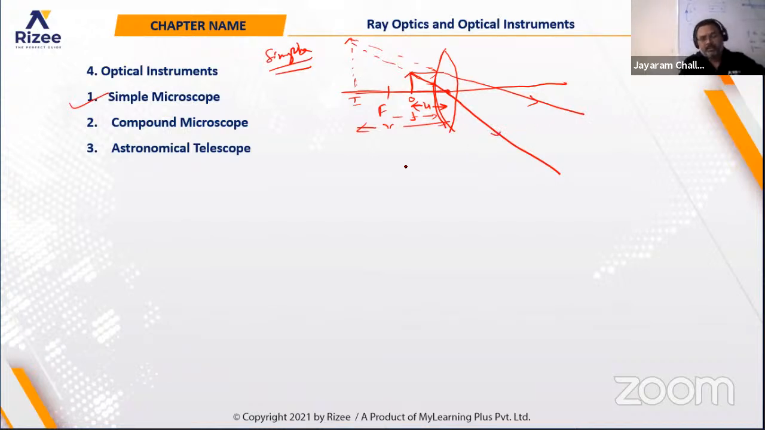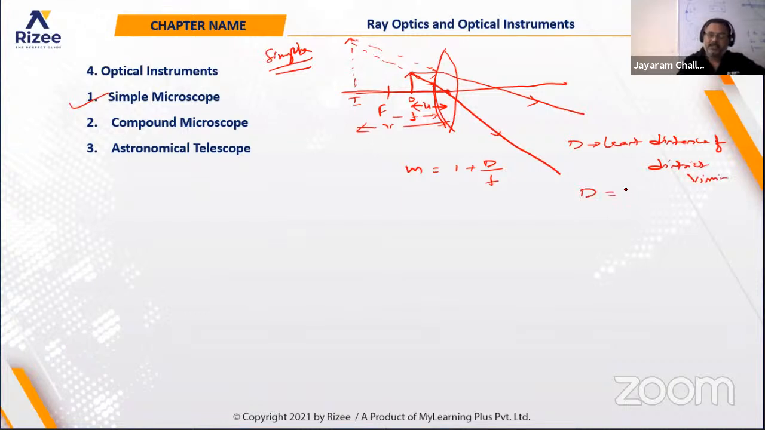On solving this, you'll be getting your magnification formula as m is equal to 1 plus d by f, where d is called the least distance of distinct vision. That means it is the minimum distance at which the human eye can see an image clearly, which is 25 centimeters. So this is your least distance of distinct vision condition, please.